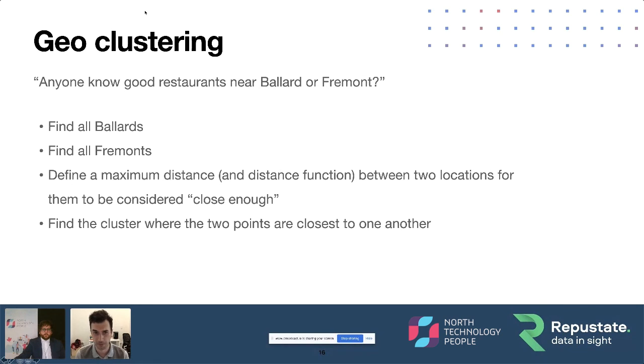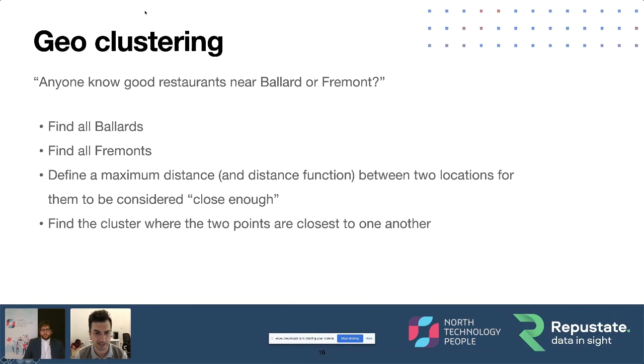One possible approach is you find all the locations called Ballard, find all the Fremonts, and define a maximum distance through a distance function between the two locations, and you use that distance to be considered close enough. So if two locations are 500 kilometers apart, that's not close enough. Nobody in their right mind would be asking for a restaurant recommendation for two locations that are 500 kilometers apart. So you have to apply some sort of heuristic, some sort of common sense to the problem.